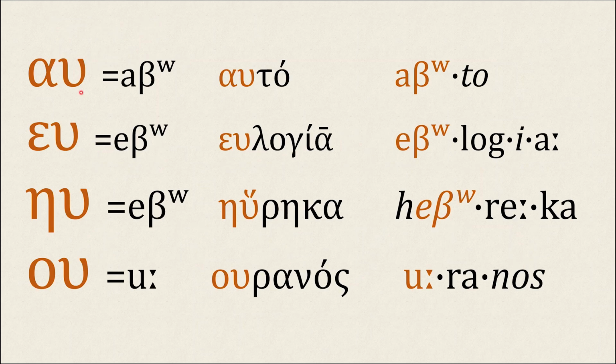Av. In an earlier form of Greek, this would be au. In a later form of Greek, it's av. So this is a transitional sound. Avto means it. Avto.